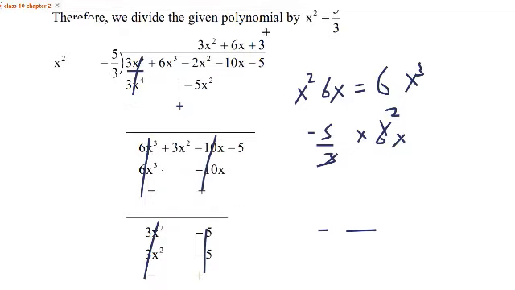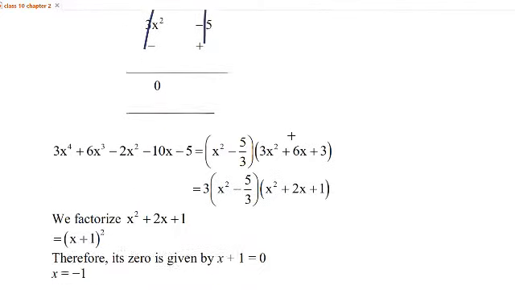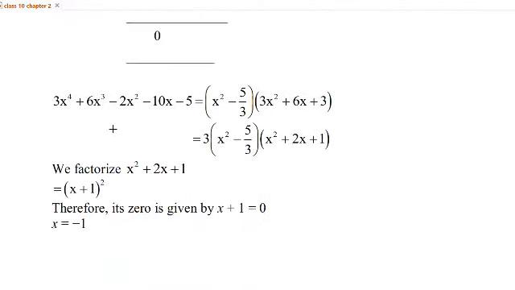Now the next step is we will solve this polynomial to get its zeros. Since it is a quadratic polynomial, there should be 2 zeros. Let us see. What I have written is this biquadratic polynomial is equal to x square minus 5 by 3.